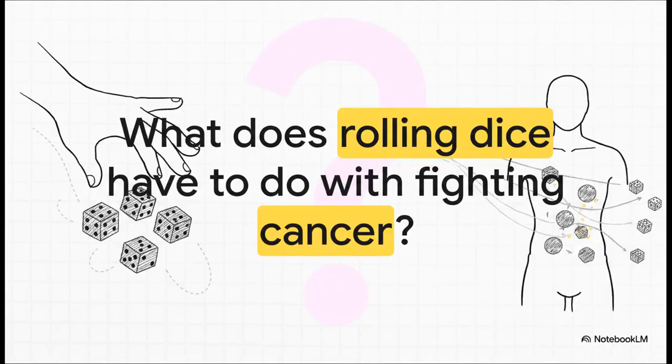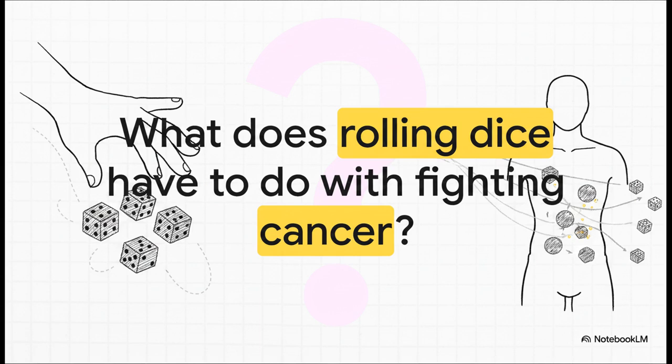Now, you might be wondering, what does rolling a dice have to do with fighting cancer using radiation? I know, it sounds kind of like a strange comparison at first, but it turns out it's literally everything. Simulating 1 billion microscopic dice rolls is exactly how we predict the paths of invisible photons in medical physics.